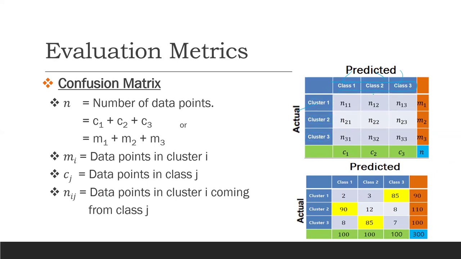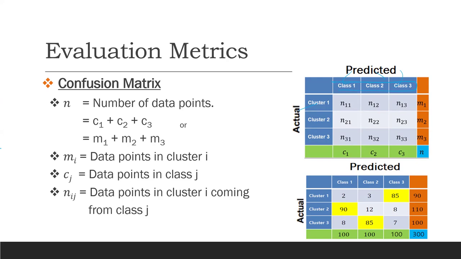Here the total number of instances: if you get the sum of N11, N12, N13, N21, N22, N23, N31, N32, N33, all of it is equal to N. That is the total number of instances in your test data. This is some example images, and for these images we will calculate accuracy, precision, and recall. N means the number of data points, the total number of instances in your testing data, how many records you are using for testing purposes.